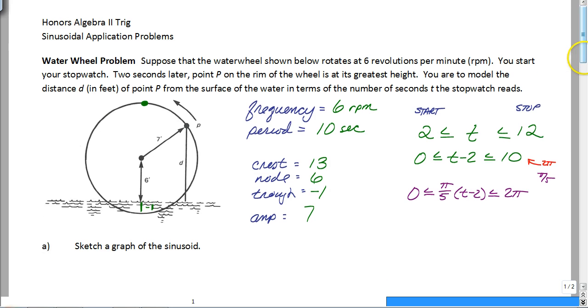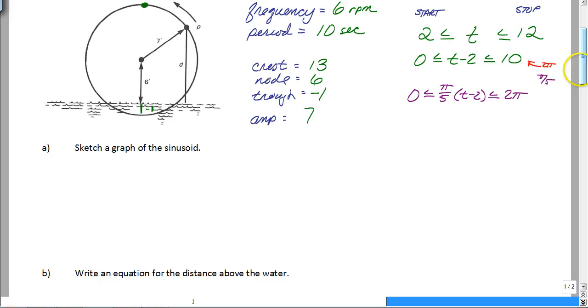So let's start. Let's start with the sketch first. Here we go. Stretch it out.